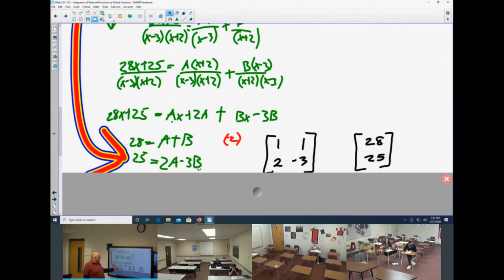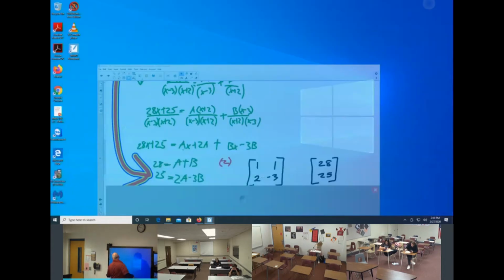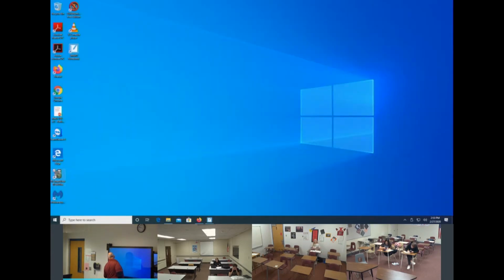you put these in as matrices, the coefficient matrix. So 1, 1, 2, negative 3. And then you have your constant matrix. So 28, 25. So what I'm going to do is, like I say, show you or remind you. Actually, usually in college algebra, chapter 10 through MPC, we talk about how to put these in the calculator. So hopefully you've seen this before. If I can get the calculator to wake up. There we go.